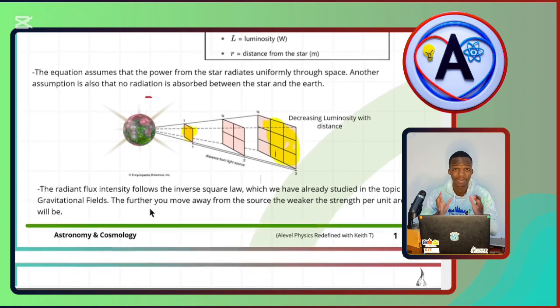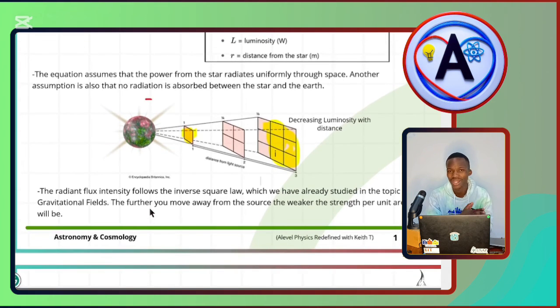So that's basically all you need to know about luminosity and radiant flux intensity. And I'll meet you in the next video. We'll solve a couple of examples around luminosity and radiant flux intensity.